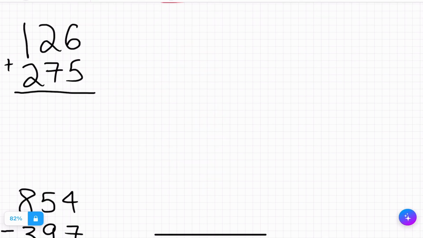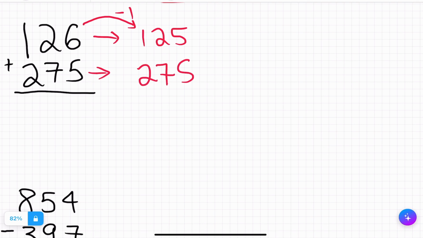Now we have 126 plus 275. A lot of people are good at adding or subtracting quarters, so that's what we're going to do for this problem. 126 is really close to 125. All we had to do to get from 126 to 125 is just subtract 1. Then we can leave 275 as it is. And look, we'll have to add quarters.